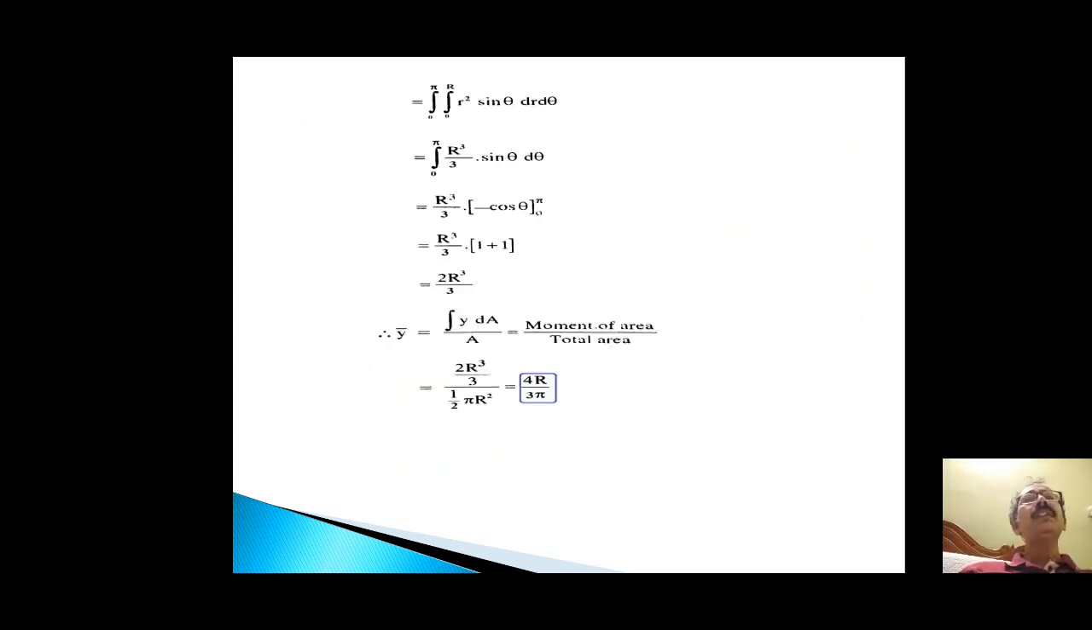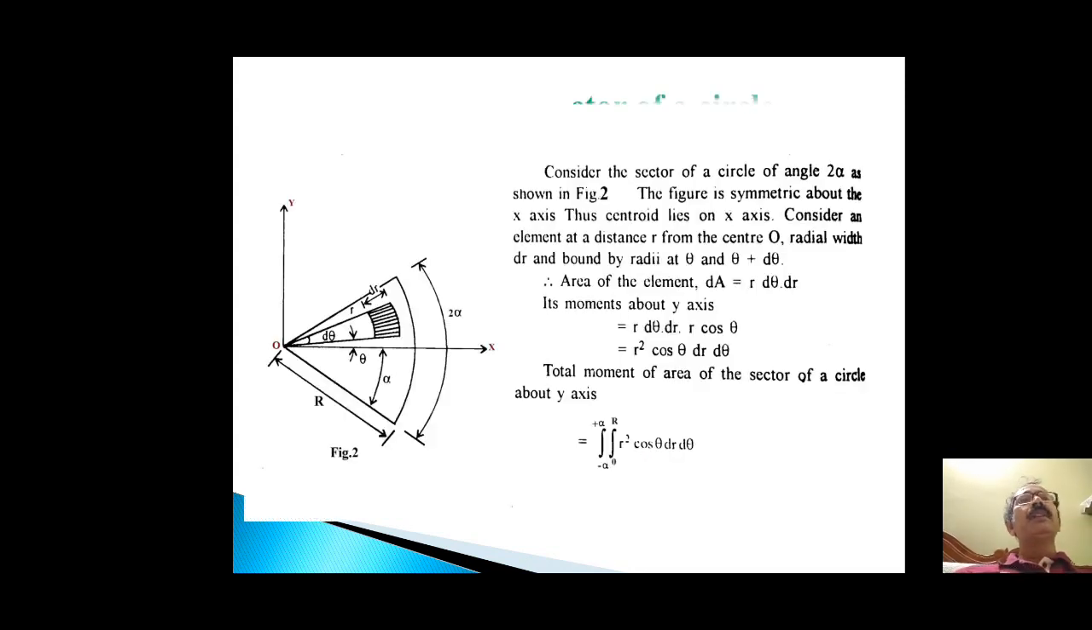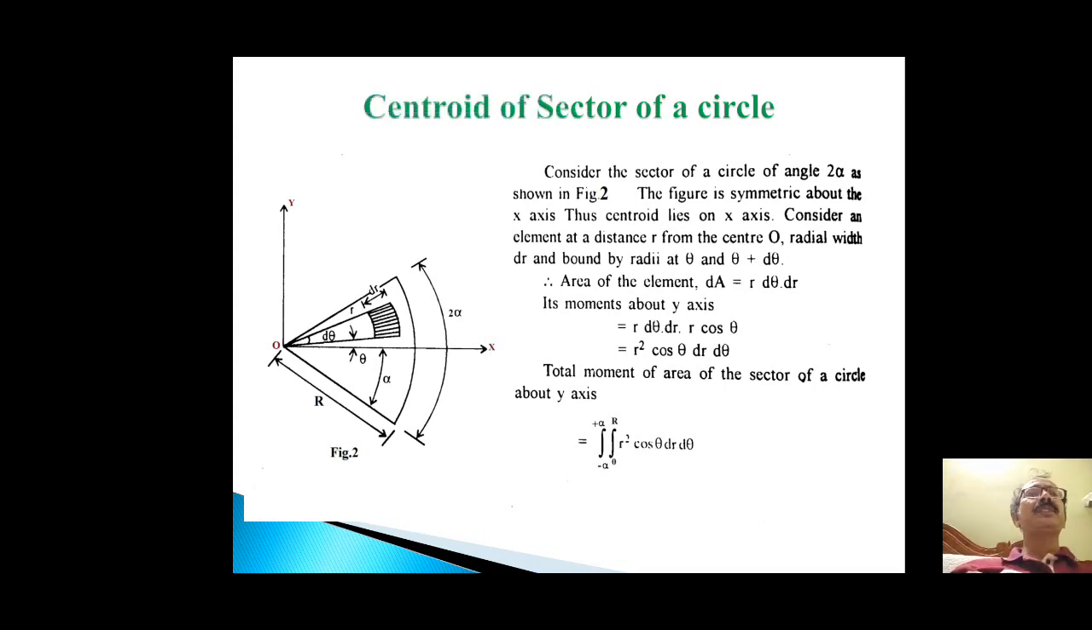Now the total moment of area should be a double integration, 0 to r and 0 to pi, because theta and r are the two variables. So finally after the double integration, we will get 2r cube by 3. So y bar should be nothing but moment of area by total area, that is 2r cube by 3 by half into pi r square, so 4r by 3 pi. So the distance of the centroid of a semicircle is 4r by 3 pi. Now centroid of a sector of a circle.